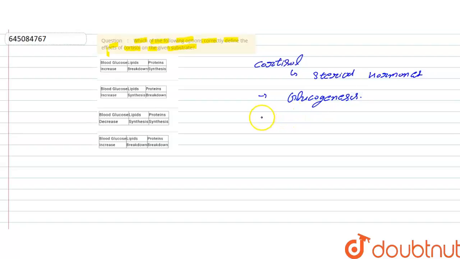So gluconeogenesis is the formation of glucose from some other type of compounds. So look at option number first. Blood glucose increase, lipid breakdown, but protein synthesis. In gluconeogenesis, proteins are broken into glucose, so it is the wrong option.